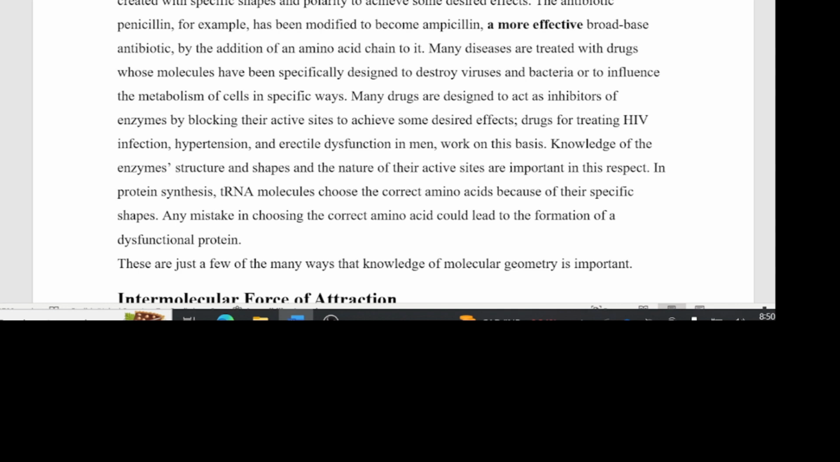In protein synthesis, transfer RNA molecules choose the correct amino acids because of their specific shapes. Any mistake in choosing the correct amino acid could lead to the formation of dysfunctional protein. These are just some of the many ways that knowledge of molecular geometry is important.